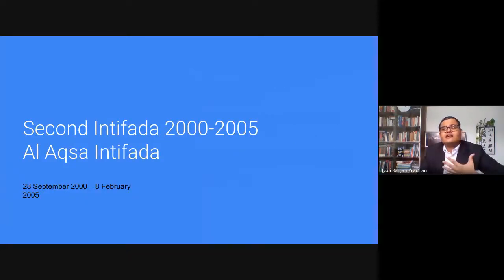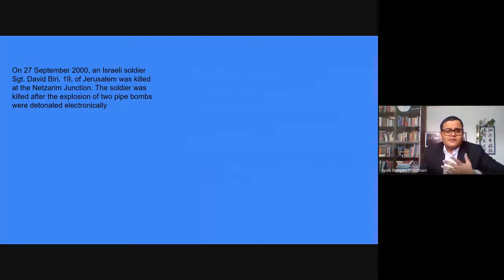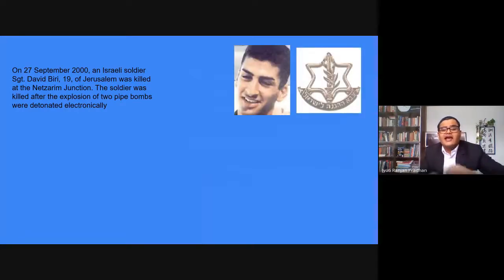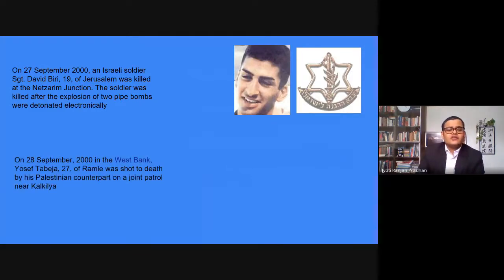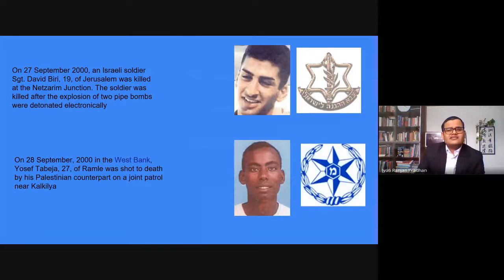What happens is finally Yasser Arafat comes back and we see the second Intifada. It starts around 28 September. So there is, I'll tell you three stories now. It is believed that this is how it actually starts. On 27 September, there were terror attacks going on, and a soldier is killed. And on 28 September, another police person is killed. This, you can say, has already started the Second Intifada, because not only were crimes and all that taking place, now even government officers have been targeted.